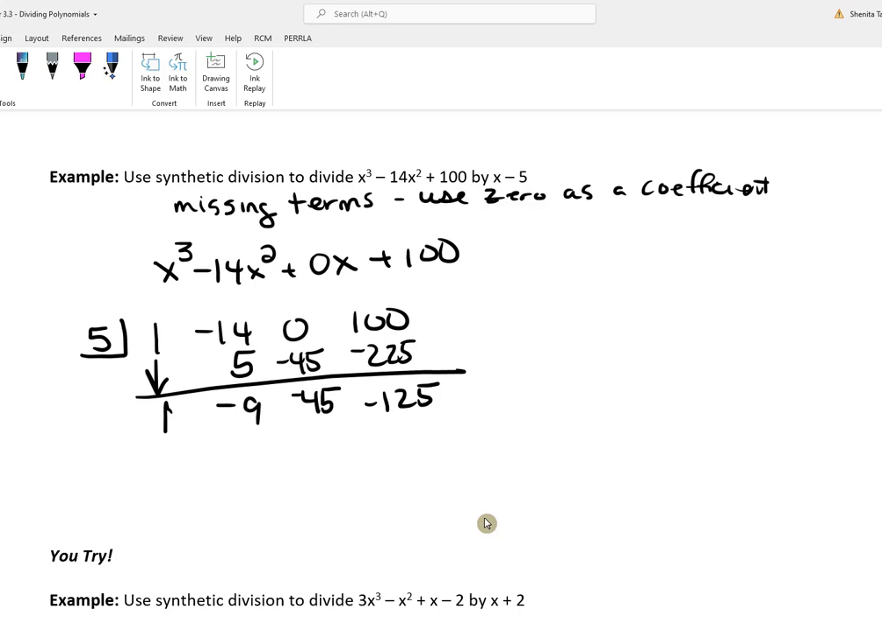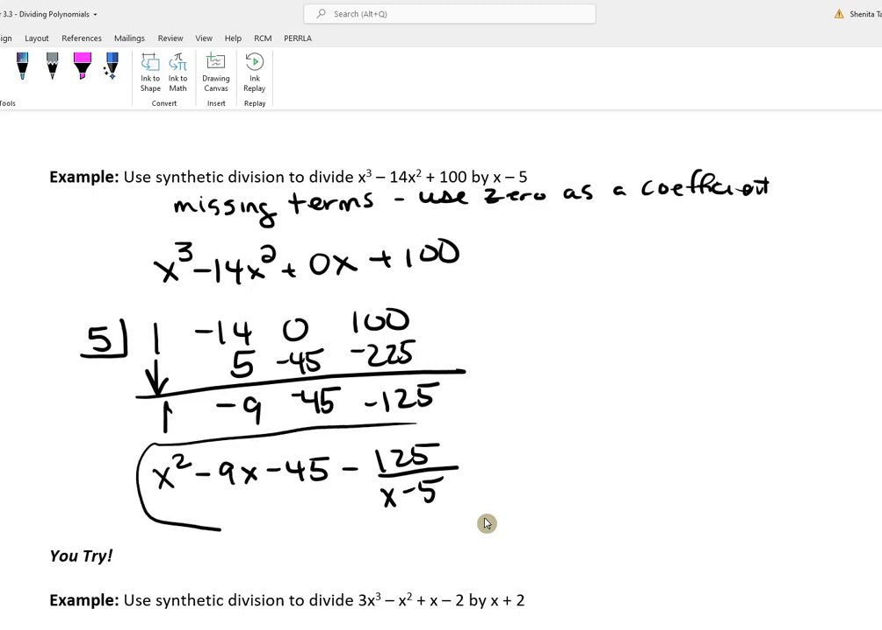So you started with an x cubed, now you're going to start with an x squared. So this will be x squared minus 9x minus 45 minus 125 all over x minus 5, because my remainder is negative 125.